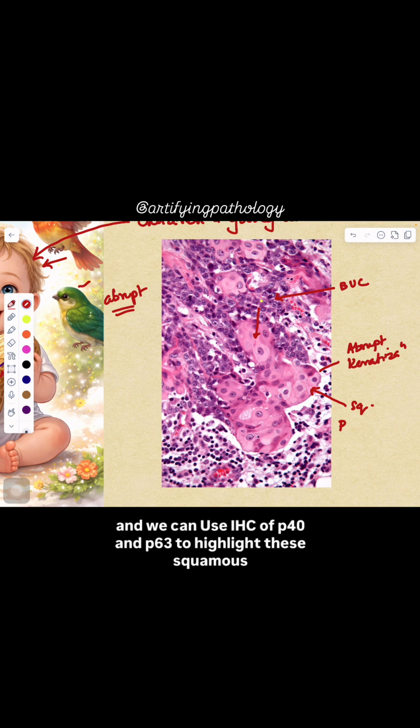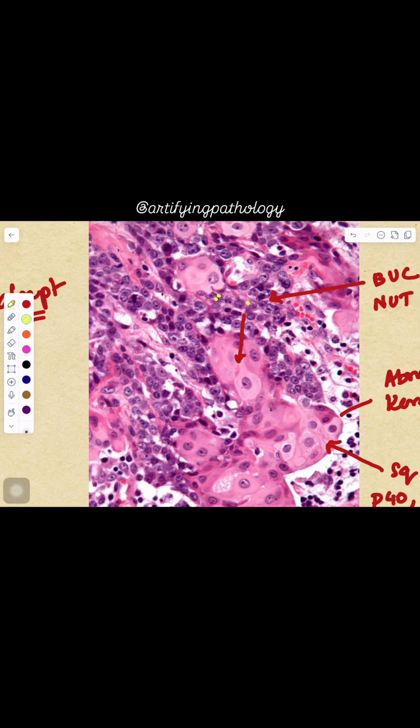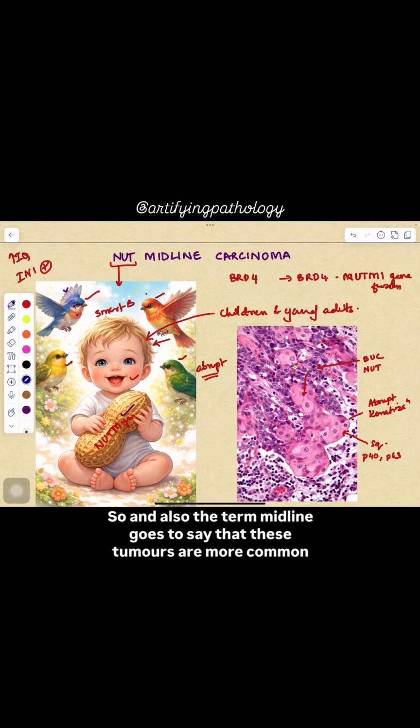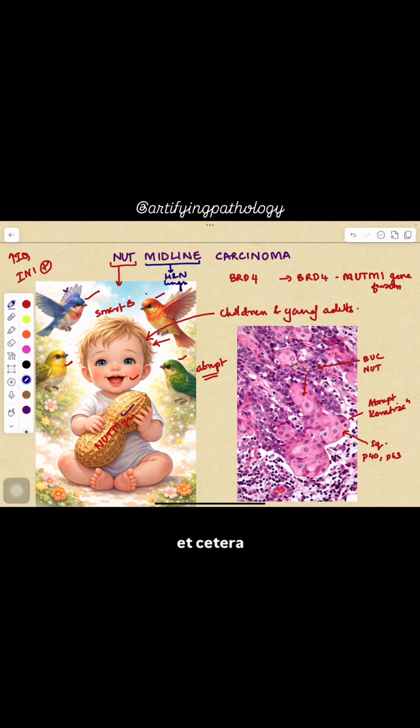and we can use IHC of P40 and P63 to highlight these squamous cells. Also, for these undifferentiated cells we can use NUT IHC, and it shows nuclear speckled positivity. So the nuclei will show speckled positivity for NUT IHC. And also the term midline goes to say that these tumors are more common in the midline structures, like in the head and neck, like in the lungs, etc.